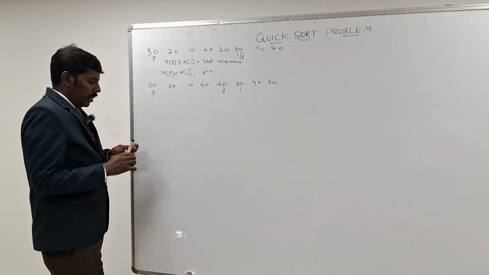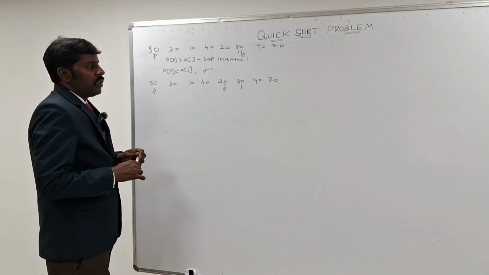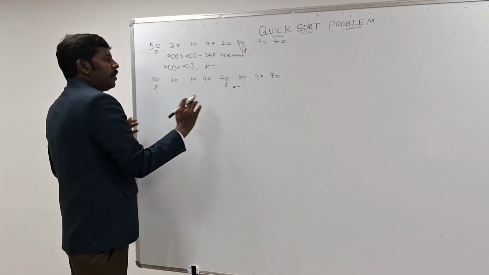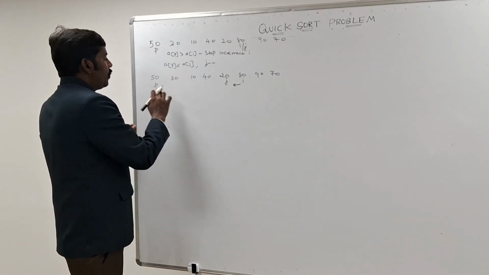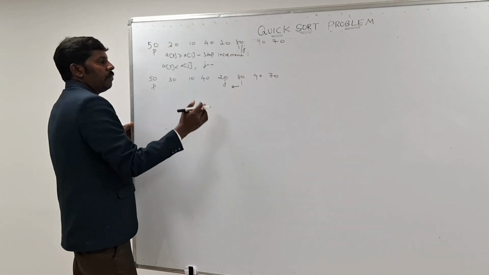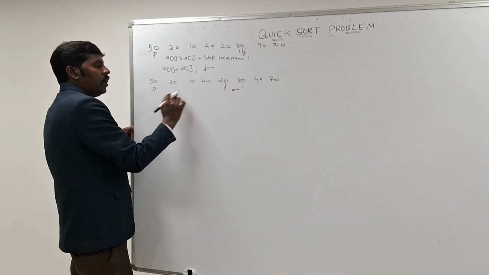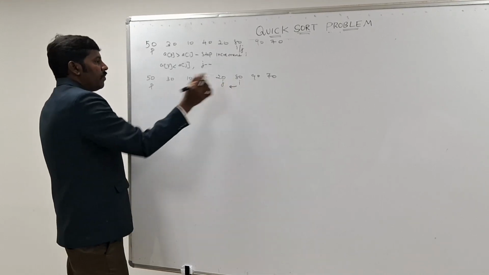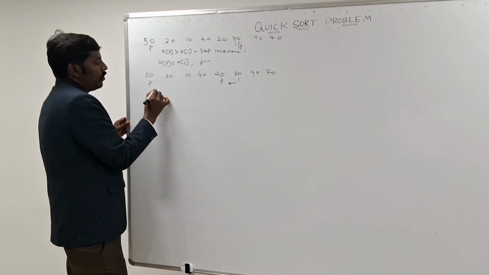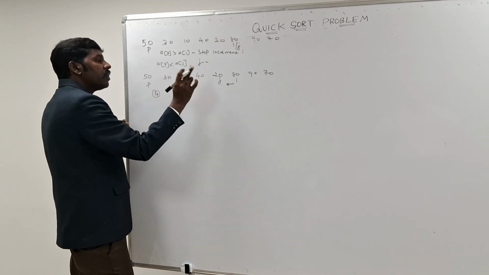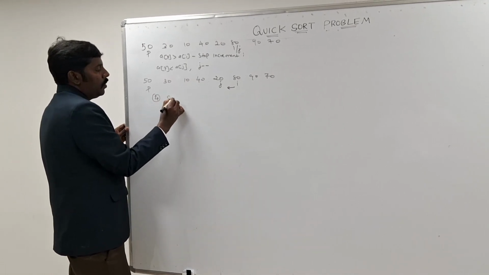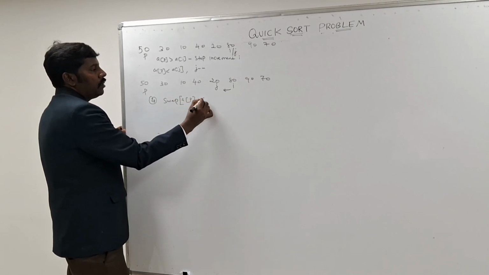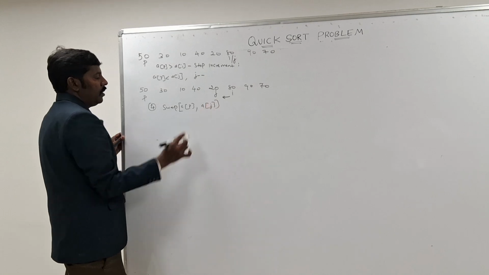Very important: when J crosses I, because I increments from the pivot toward J, but J decrements from high to low, when J crosses I, we swap. This is condition 4: when I and J cross, swap A of pivot and A of J, the fourth condition.